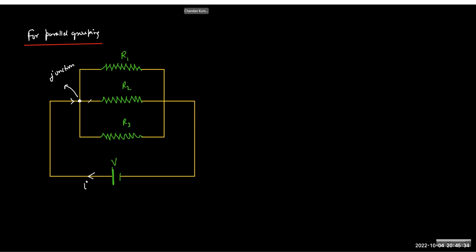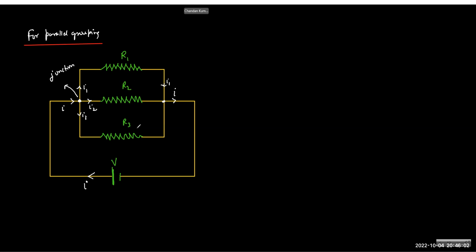So a junction is a point at which three wires are meeting. At the junction, what will happen? The current which is coming will have a division of current. So we can say I1, I2, I3, and all these currents will flow and again meet here. They'll meet back, and so it will become I again.